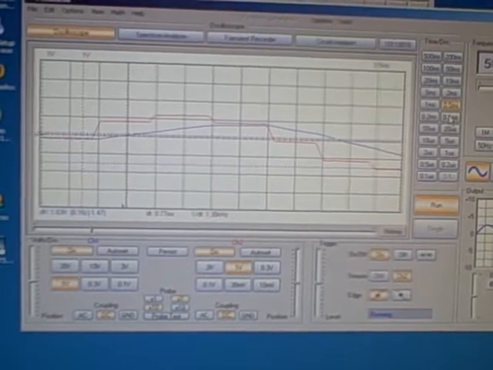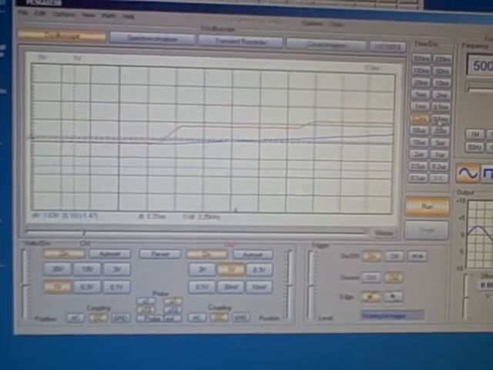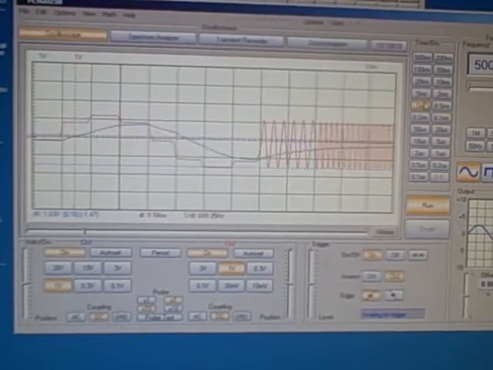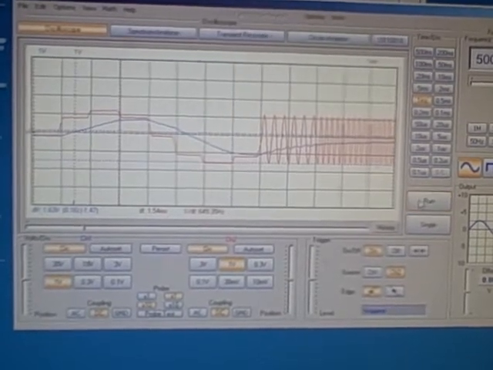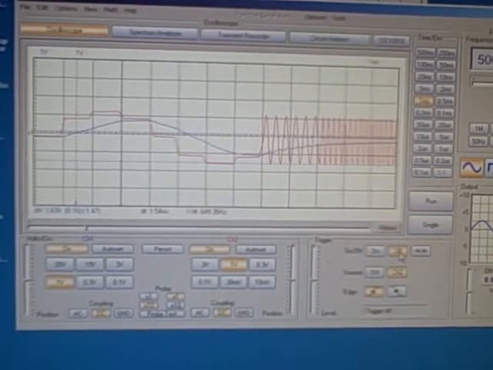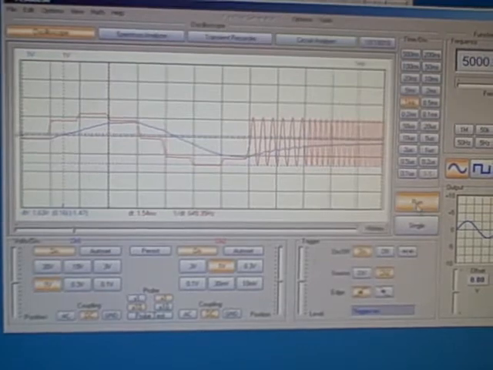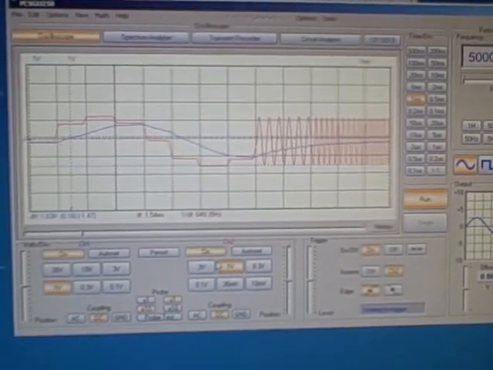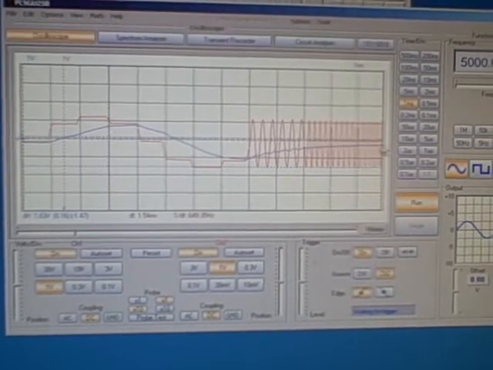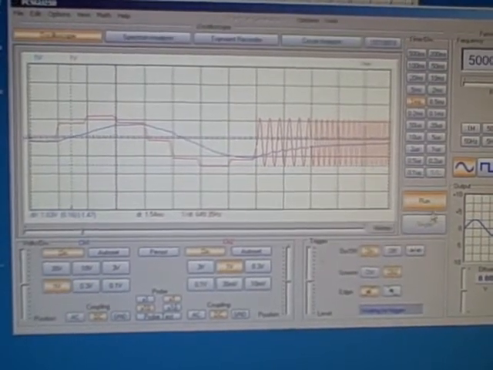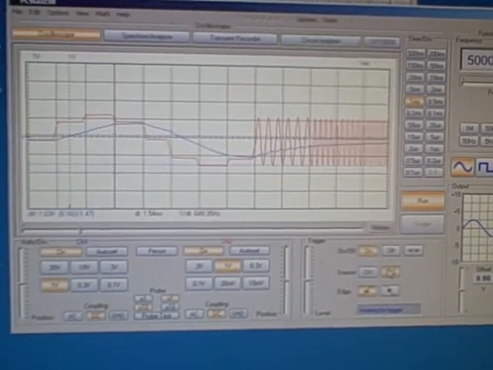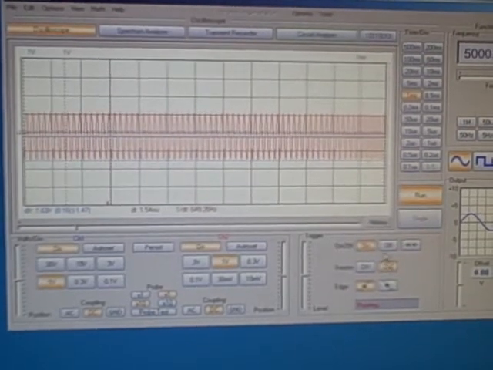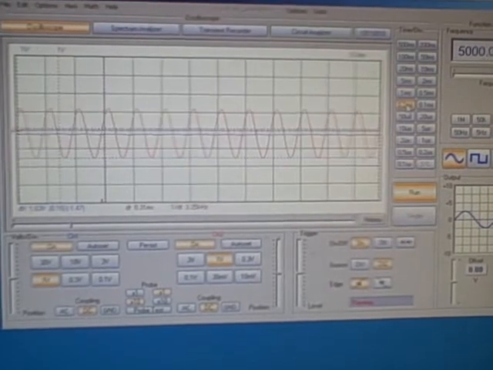Oops, I don't know why I did that. I think it just got confused. Sometimes it does that. Basically, we're kind of seeing a straight line here. There we go. That's what I wanted. Sometimes you have to play with it a little bit.